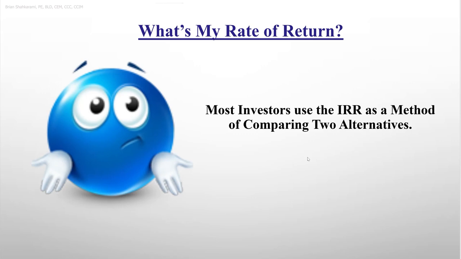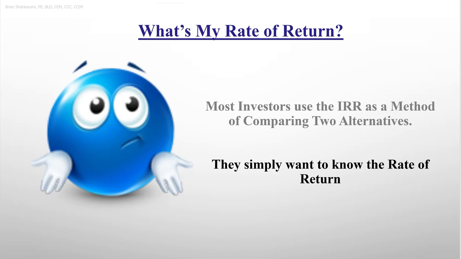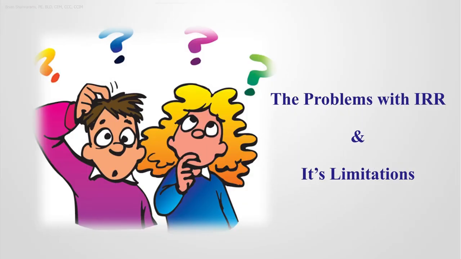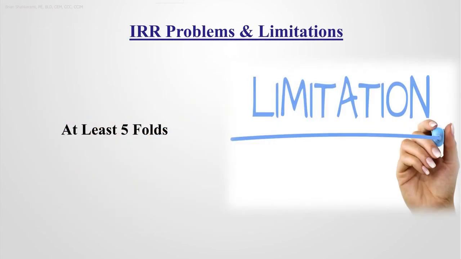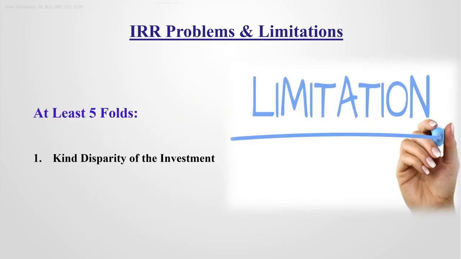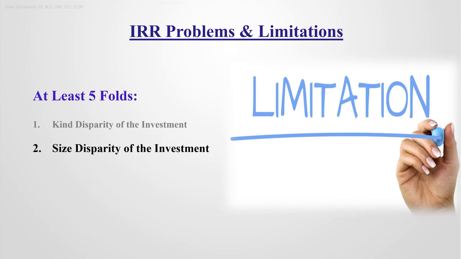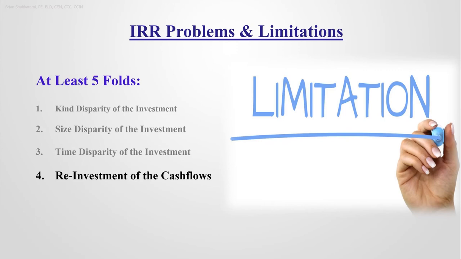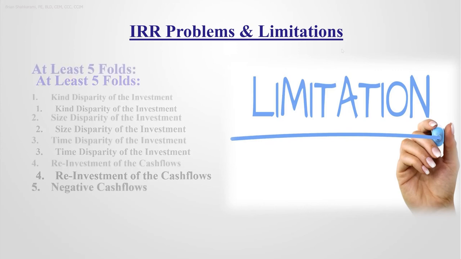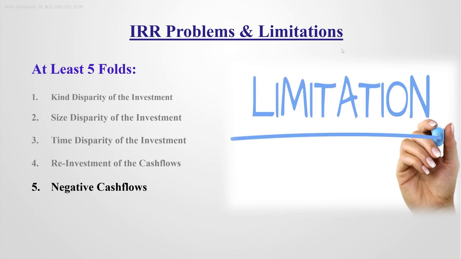After all, the IRR has traditionally been our main method of comparing our investment alternatives. We simply want to know what the rate of return is, or the IRR. But the problem is IRR has a whole bunch of limitations, so therefore it has some problems. And these problems come in at least 5 folds. First is the kind disparity. Second is the size disparity. Third is the time disparity. Fourth is the issue with the reinvestment of the cash flows. And last is the issue with negative cash flows.